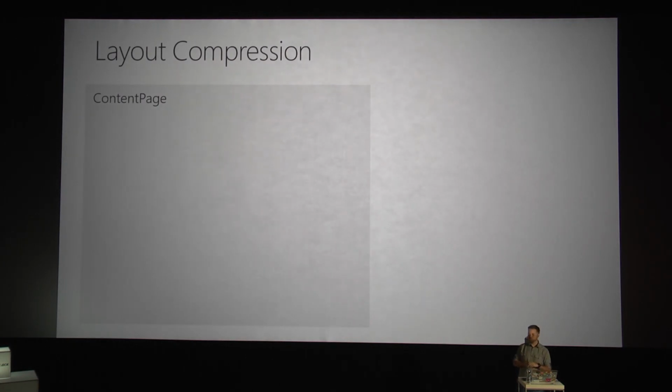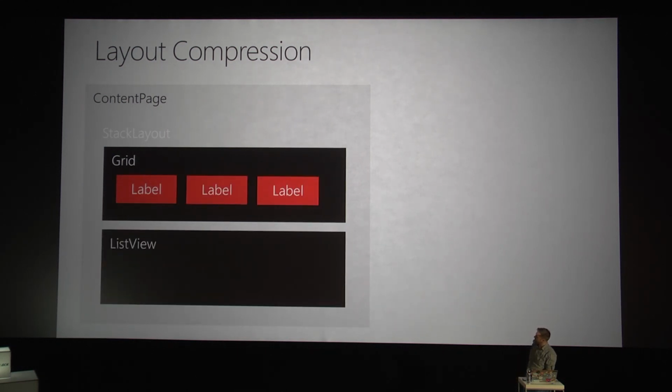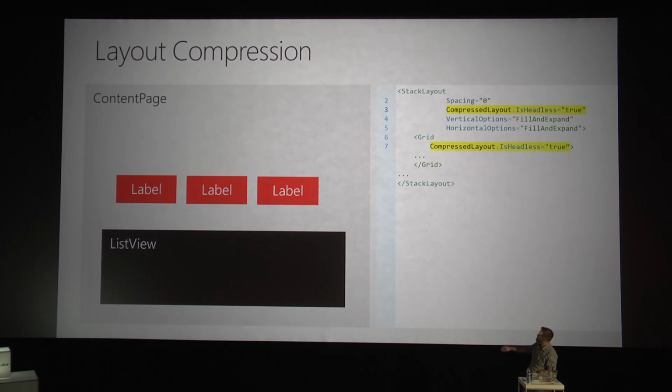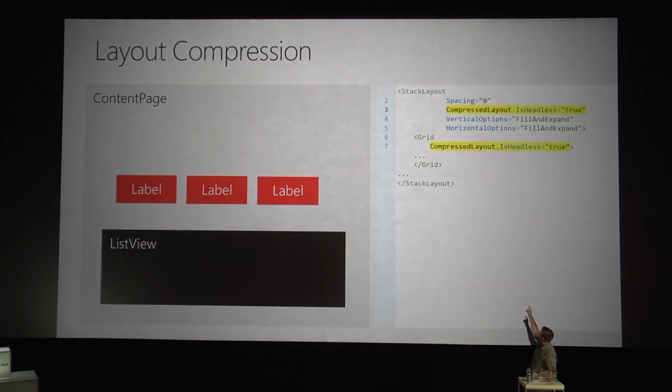All right, layout compression real quick, because I want to spend the rest of the time on new features. Layout compression allows you to essentially look at a layout and look at how complex it is and say to yourself, you know what, I don't really need all of that. I can just remove that piece up there. So you had that stack layout and that grid. They really aren't doing anything other than providing positioning. There's no background images, no background colors, that sort of thing. So you can use this compressed layout is headless, and we will do the magic math in the backside to say, okay, we'll go ahead and remove those.